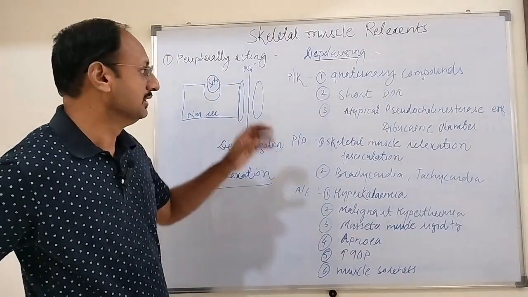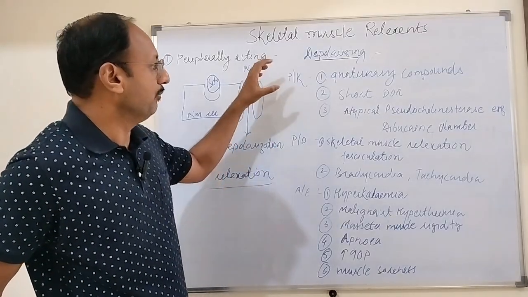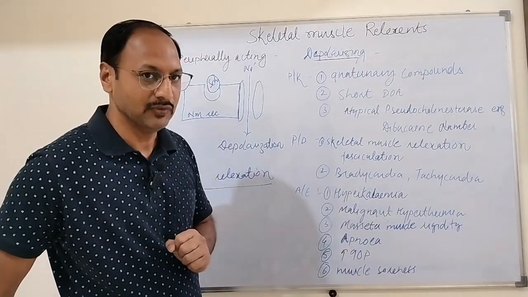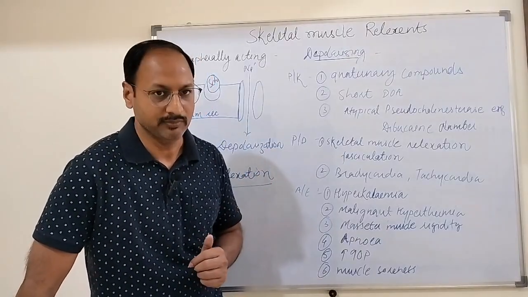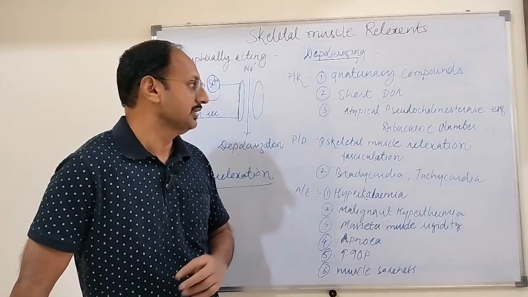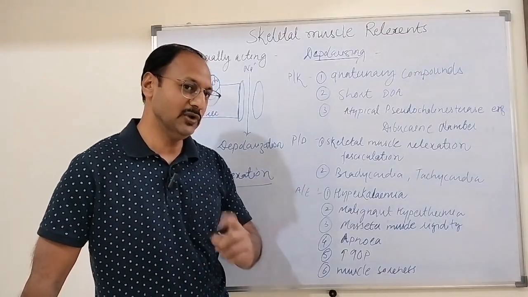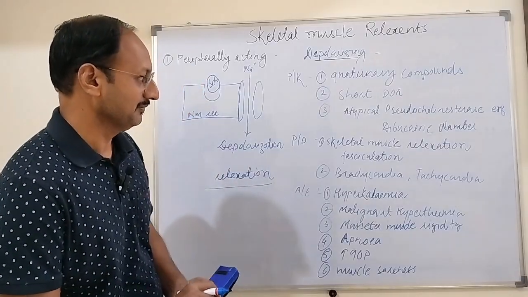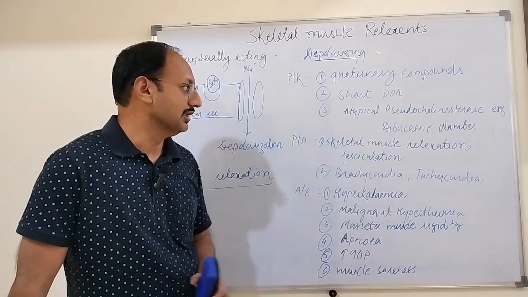Succinylcholine has certain pharmacokinetic and pharmacodynamic properties. First, we discuss important pharmacokinetic properties. Succinylcholine is a quaternary compound. Therefore, if it is administered orally, it cannot be absorbed. Therefore, preferentially it is administered by intravenous route. Number two, succinylcholine has a shorter duration of action because it is rapidly metabolized by pseudocholinesterase enzyme.